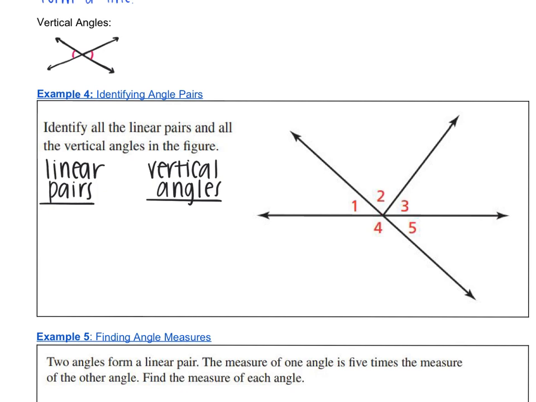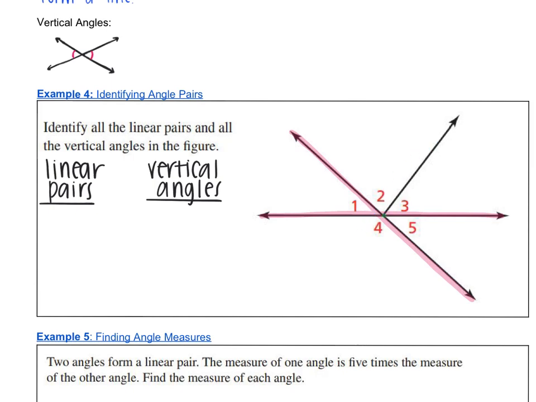Okay, let's take a look at the lines that we have here. That might help us. I have a line right here. I have a line right here, and that's it. Notice how this is not a line. Why is that not a line? Think about why that's not a line. It's not a line because it's a ray. So it can't form any linear pairs. So I'm not even gonna worry about that. That means 2 and 3 are probably out because they can't form a linear pair. They're not on a line, they're on a ray.